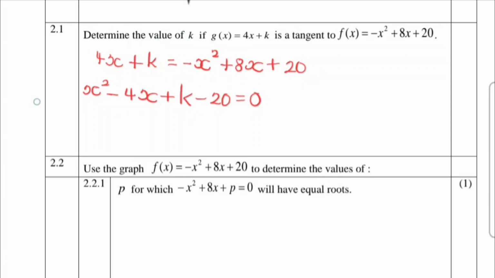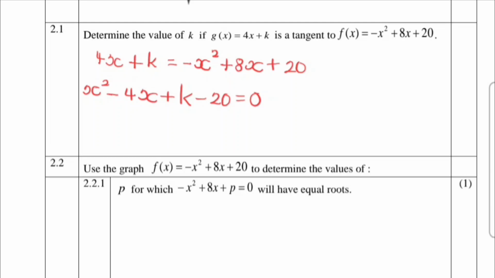The negative x squared goes over and becomes positive. The 8x goes over, becomes negative. So you have 4x minus 8x, which gives you negative 4x, plus k, and the 20 becomes negative 20.